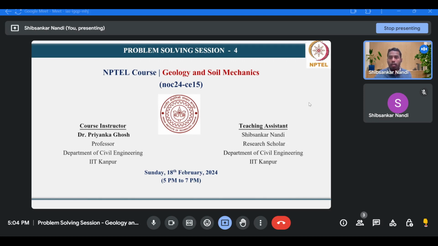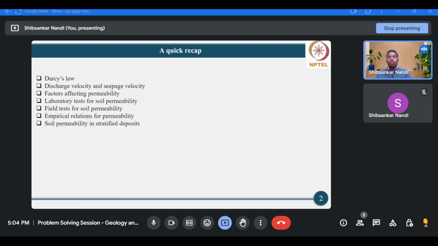Good evening and welcome back to this problem solving session for the NPTEL course Geology and Soil Mechanics. So, currently we are at the end of week 4, and over this week we have learned another very important aspect of soil mechanics, that is permeability in soil.